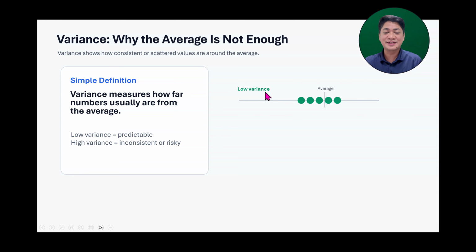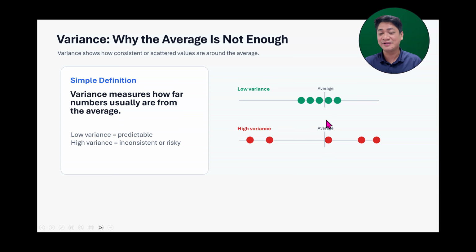So let's have an example here. Let's say that I have five numbers here and they are all near the average. They're not far from each other. So you could say that these numbers have low variance. On the other hand, I have the average here, let's say, and then the numbers are scattered all over. Yes, they have the same average.